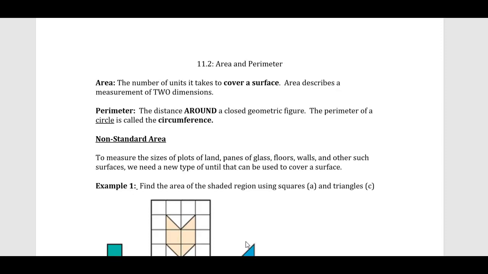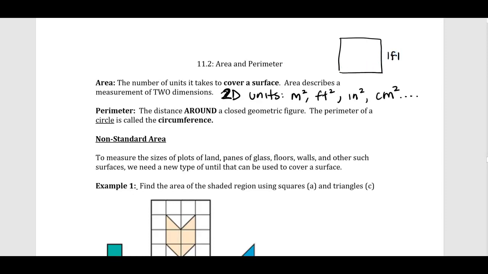So basically, area is the amount of space that covers a surface. So it's a two-dimensional measurement, and anytime we're measuring things in 2D, our units are going to be squared. For example, meters squared or feet squared, or square feet would be another way to say it, or square inches or square centimeters, anything that measures one dimension but just squared. So a square foot is just a square that's 1 foot by 1 foot.